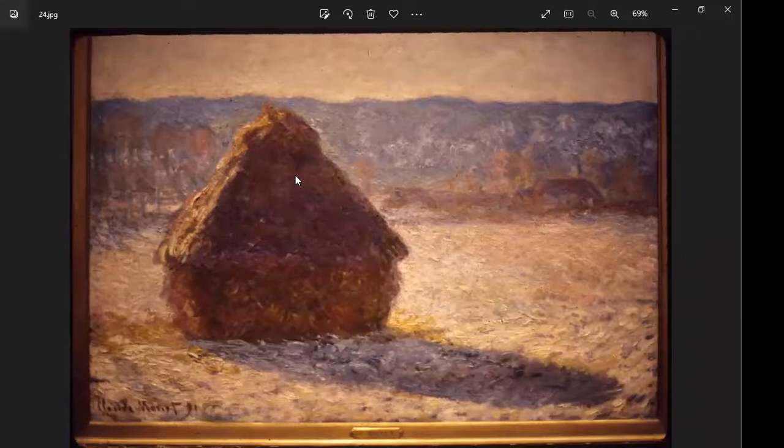So what is this one called? Again, you don't need to write this. It's, of course, Haystack, Morning Light, Winter Effect. Now watch as we move on to a painting just a few feet away in the same room. These are in the Met in New York.